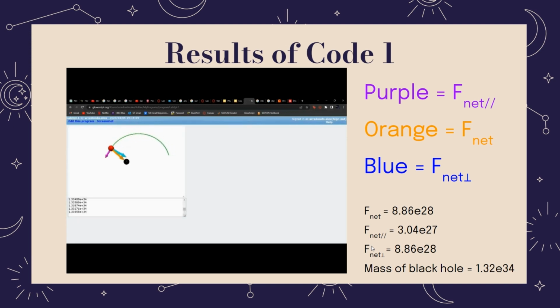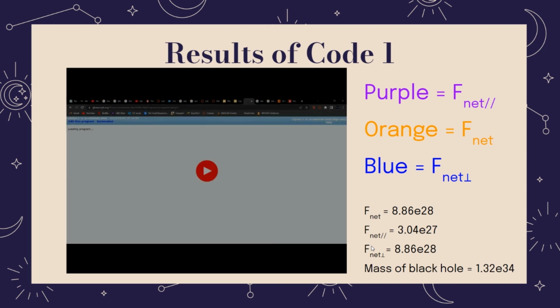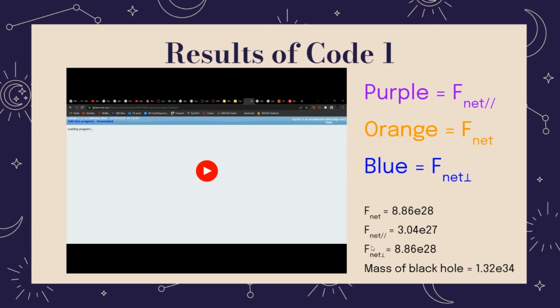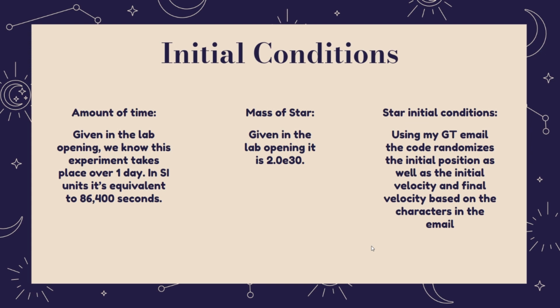As you'll see, the forces get larger as they get closer to the black hole because they're getting more attracted to the mass of the black hole. And the mass of the black hole is actually found to be 1.32 E34 kilograms. Crazy big. Our initial conditions are given to us in the lab opening. They say it'll take us 1 day, so in order to convert that to SI units, we just multiply by 86,400 seconds. The mass of the star, which is 2.0 E30 kilograms.